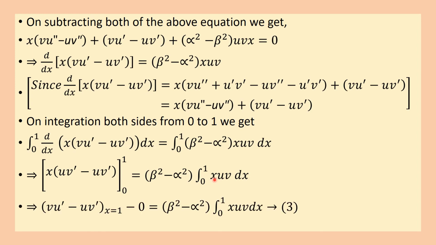So we apply the upper limit and lower limit on the left side. At the upper limit x is 1, meaning 1 into (vu' minus uv') at x equal to 1. Here I have written x equal to 1 because we don't know what v, u, u' and v' are. So we write it at x equal to 1, minus 0, because 0 into anything will be 0. So minus 0 for the lower limit, equal to beta square minus alpha square, integral 0 to 1 of x uv dx. Let it be equation number 3.